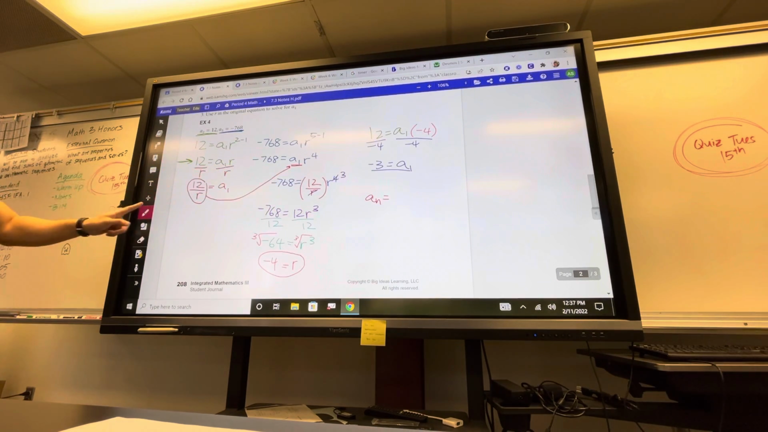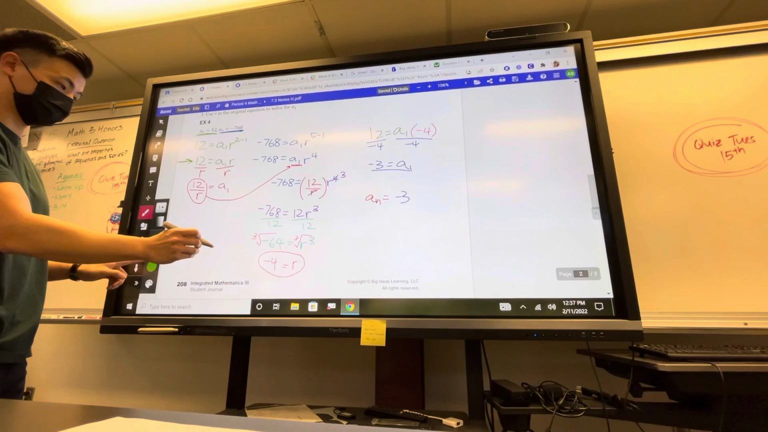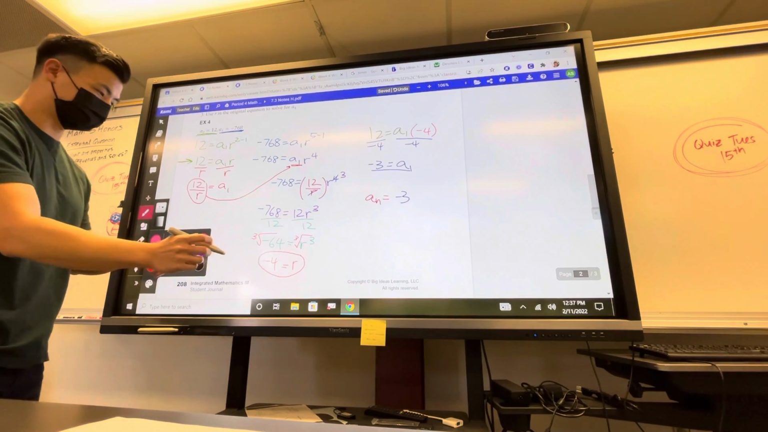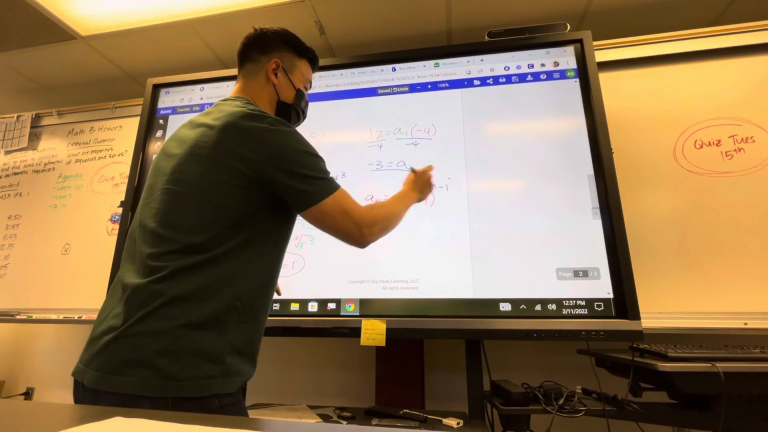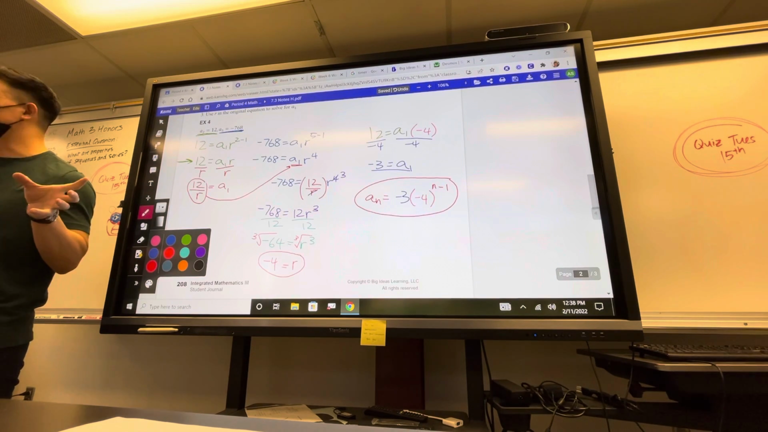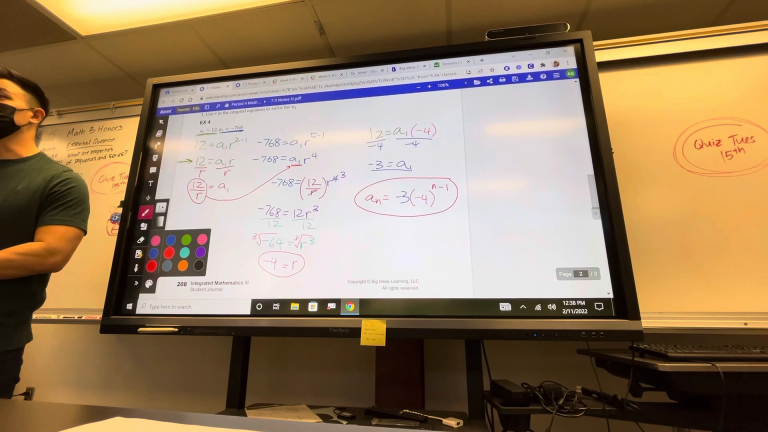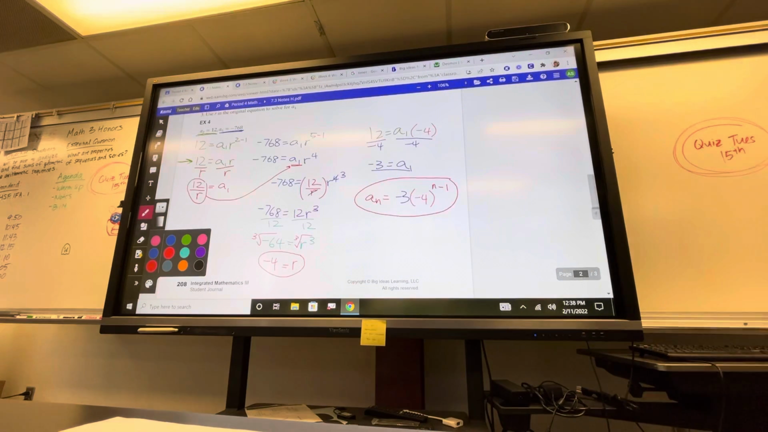So plugging in my a1 is negative 3. My r value is negative 4, right? And we're raising this to the n minus 1 power, and that's it. We're done. Plugging it in is easy, right? Because we just have to plug in the two numbers. I thought we had to solve. No, we're just writing the rule. Time consuming, yes, but the math itself isn't too bad, hopefully. Questions on this?